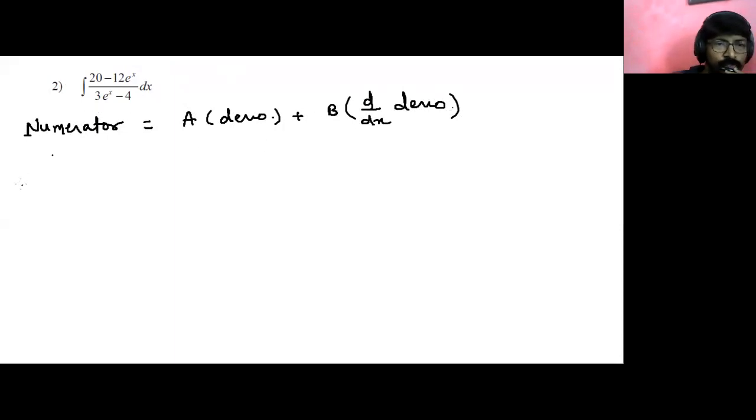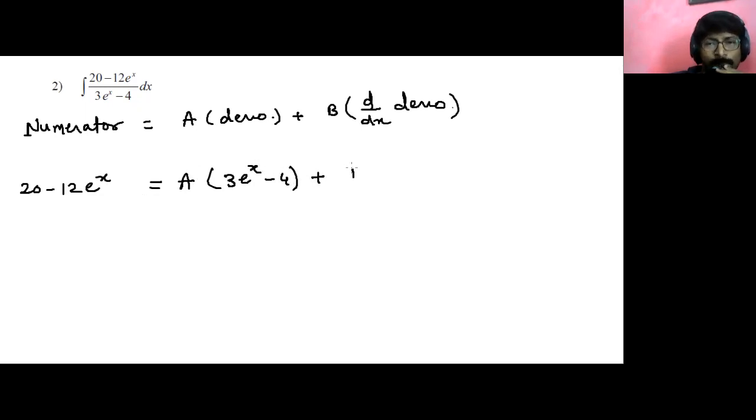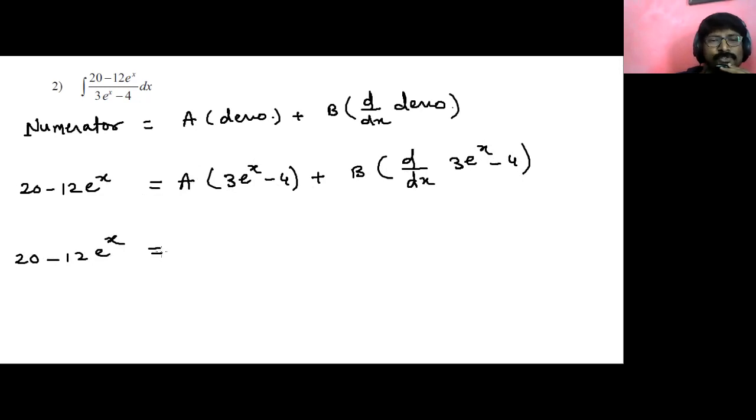The numerator over here is 20 minus 12 e power x, and that can be rewritten as a into the denominator, that is 3 e power x minus 4, plus b into the derivative of the denominator 3 e power x minus 4. And then now student, what is to be done? It's just a simple ongoing process, just go on solving.